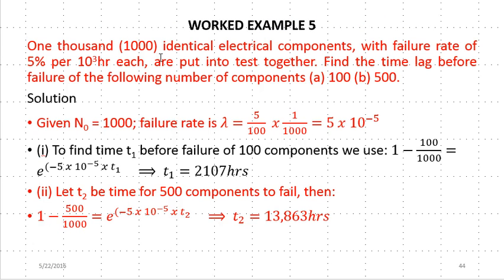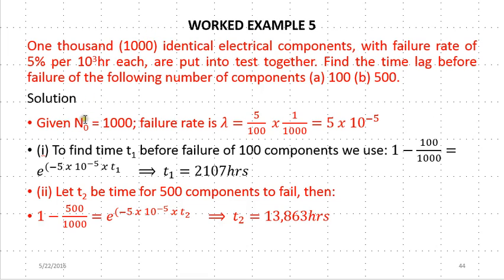So for us to understand what we have done so far, here is worked example number 5, and it says 1000 identical electrical components, each of them with a failure rate of 5% per 1000 hours, are put into test together, all the 1000 components. So we should find the time lag, that's the duration of time before the following failures of the components occur. That's before 100 failed and before 500 failed.